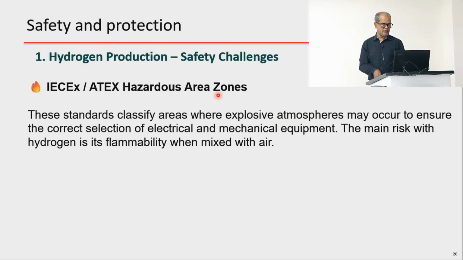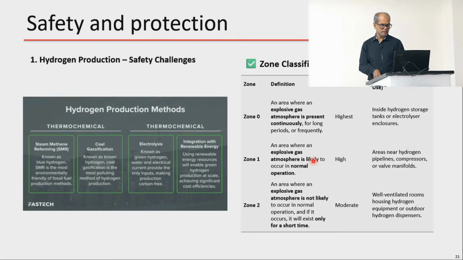This standard, as I said, mainly classifies areas where you have an explosive atmosphere that can occur, to ensure the correct selection of electrical and mechanical equipment. And also for hydrogen production, there are different levels of zone, and based on that you have to take an appropriate level of risk. It says zone 0, zone 1 and zone 2.